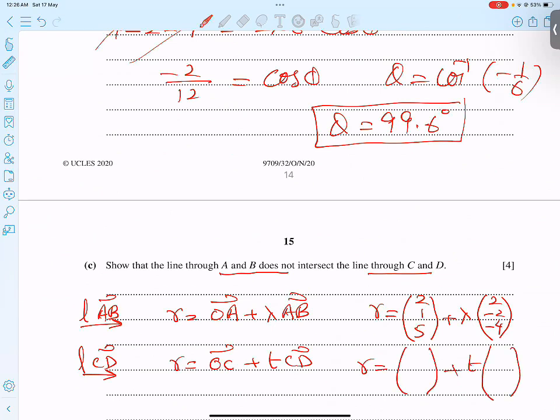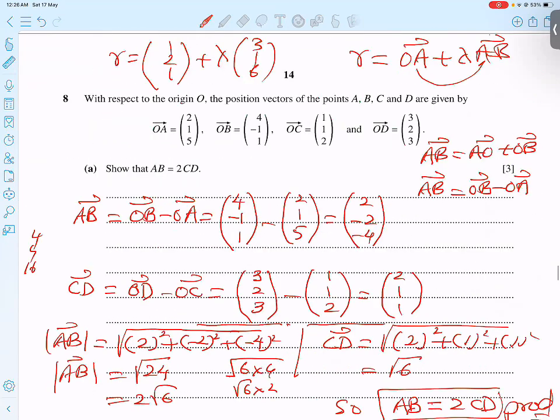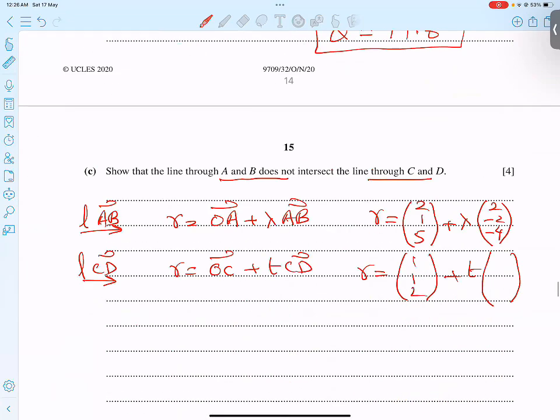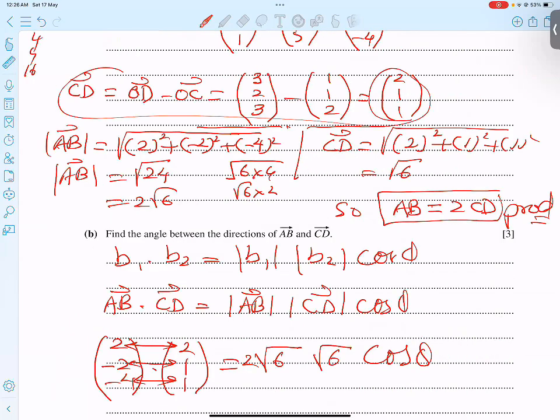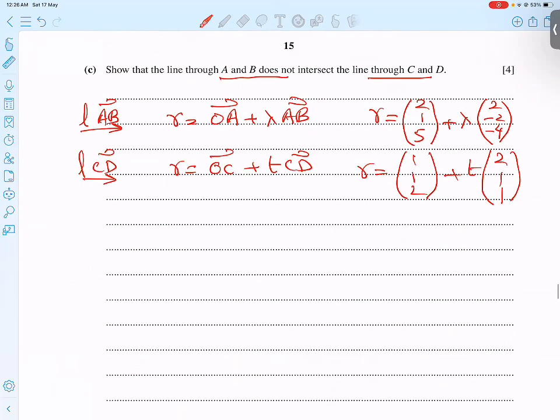Okay, students. So what is OC? OC is 1, 1, 2. And what is CD? CD, I got it 2, 1, 1. I hope this part is clear. And now what to do? Because they ask to show they don't intersect.